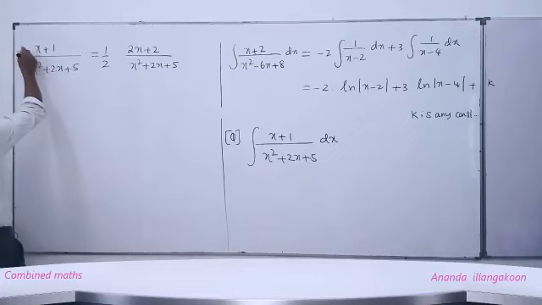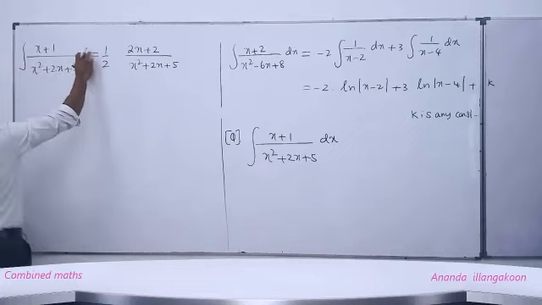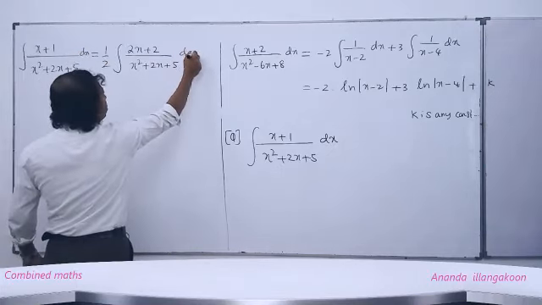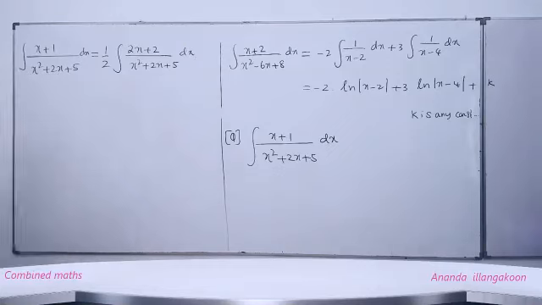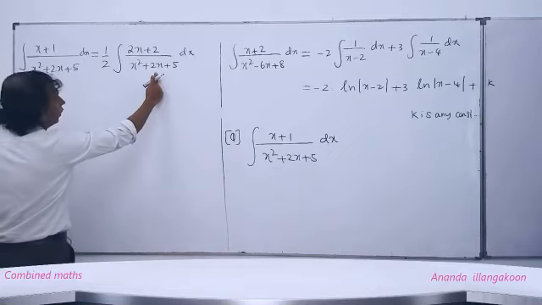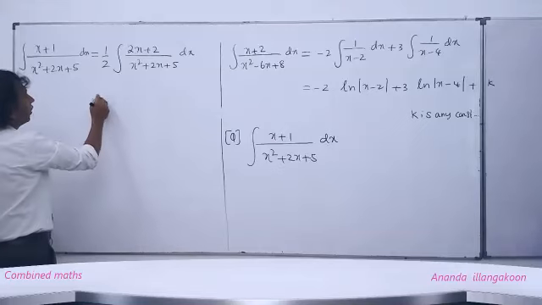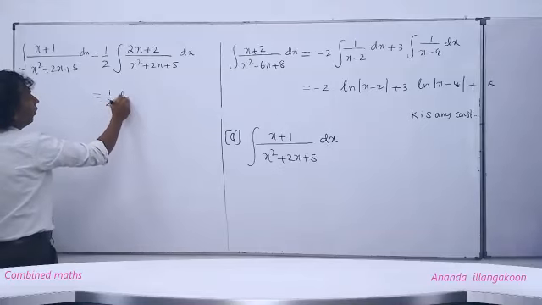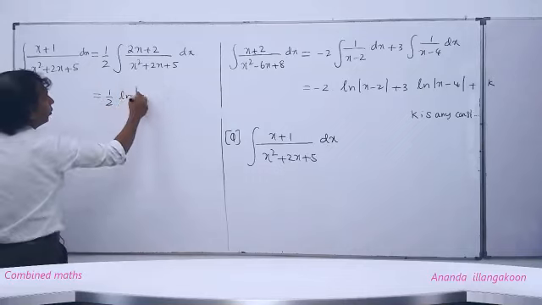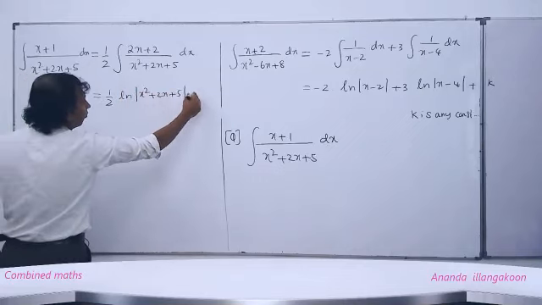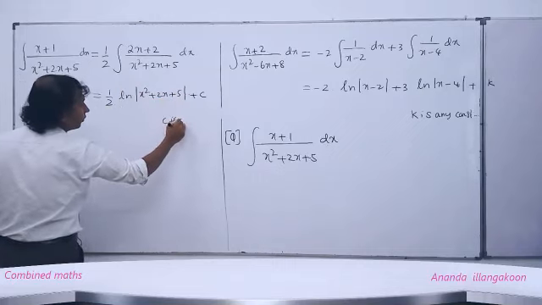Right? So then this one, we can write the integration this way. Then the derivative of the denominator is available at the numerator. So therefore, this answer is going to be half ln modulus of the denominator, plus c. C is any constant.